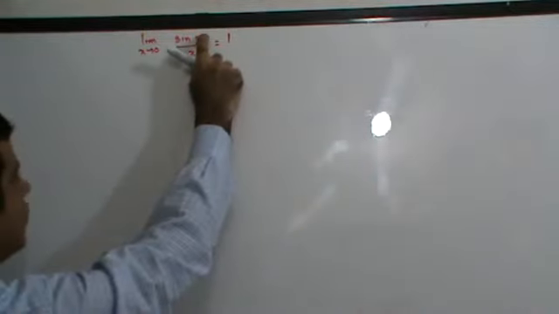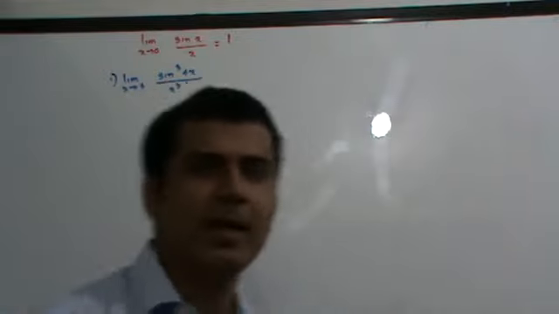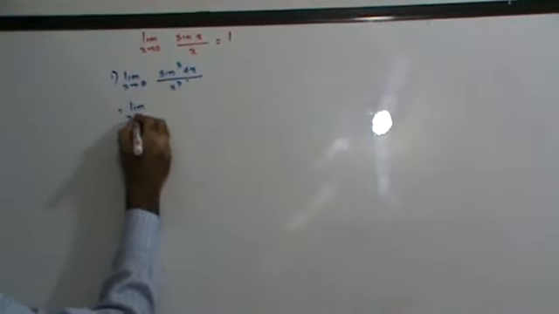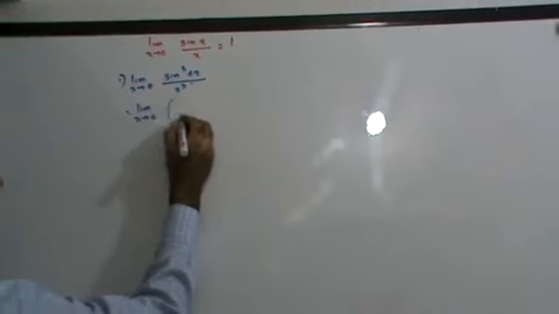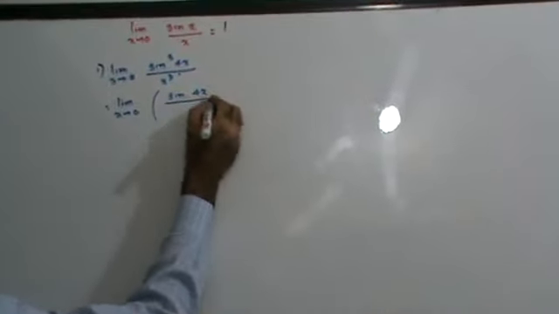Let's start with the sum. Now you have to remember that the angle in the numerator and the angle in the denominator has to be the same. Limit of x tends to 0, sin cube 4x upon x cube. Now the first thing that I could do is take cube common. So this is limit of x tends to 0, sin 4x upon x the whole cube.